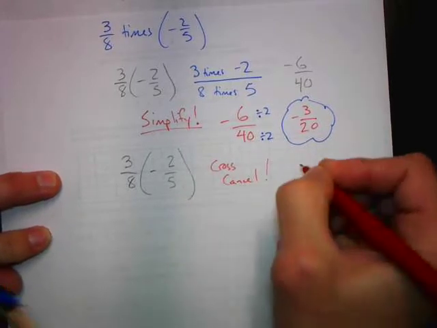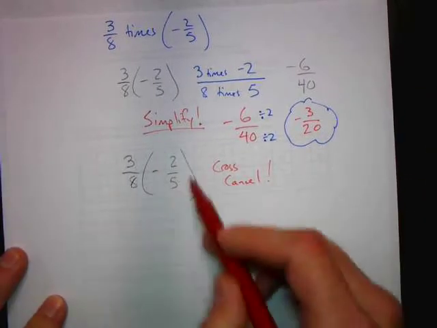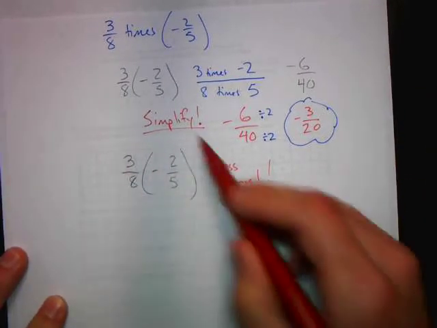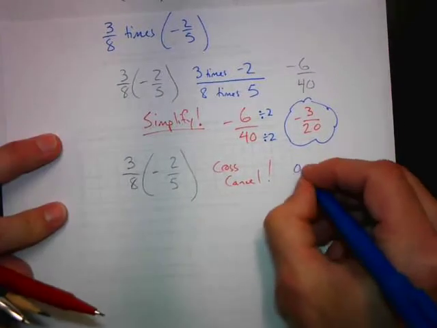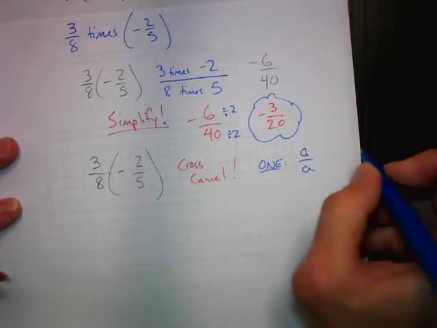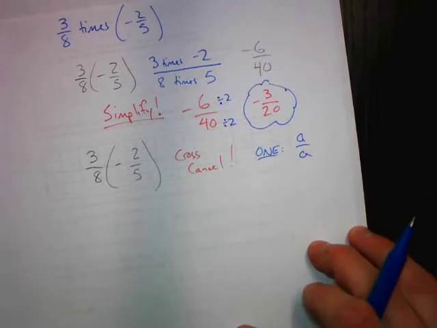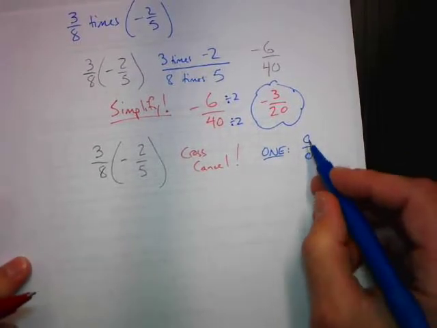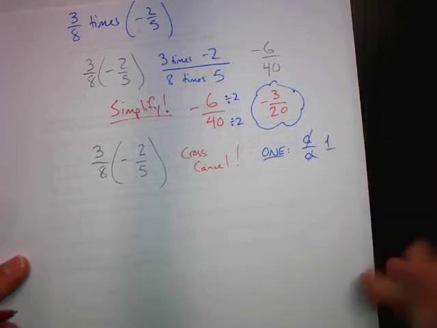The way cross-canceling works is that you look for the giant 1. There's a 1 in here somewhere. And remember what the number 1 looks like. The number 1 is any number over itself. Okay, that's the number 1. Any number divided by itself is going to be equal to 1. And so whenever you have any number divided by itself, it cancels and leaves you with 1.